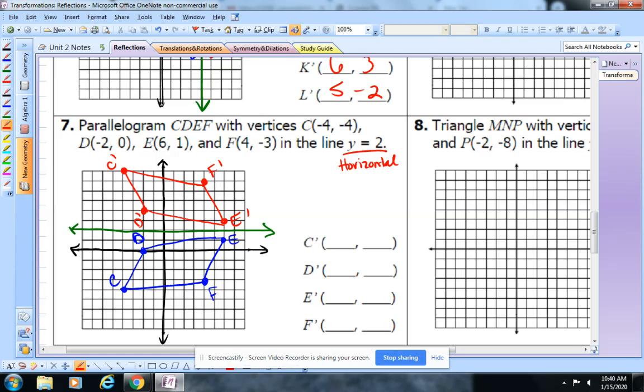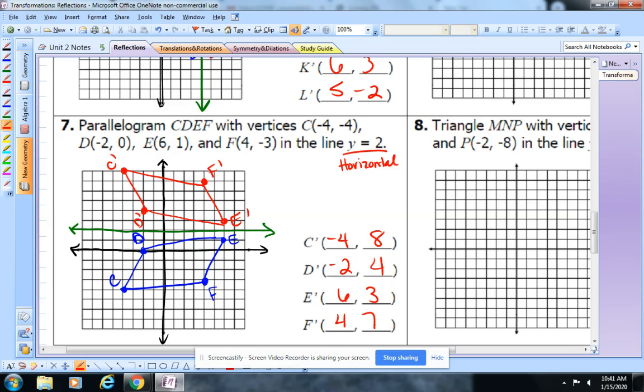Yeah. So we had a horizontal line, so our X's should be the same. So C prime is the point -4, +8. Y'all agree? D prime is -2, +4. Do y'all agree with that? E prime is the point 6, 3. Do y'all agree with that? And F prime is the point 4, 7. I'll go with that. Any questions about a horizontal line? Okay.